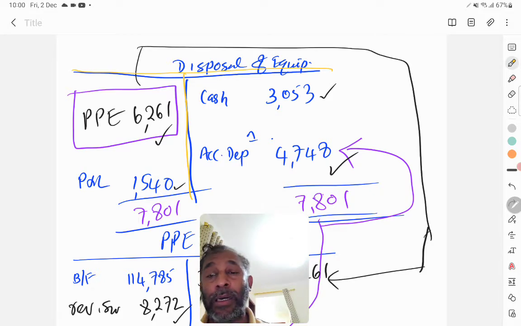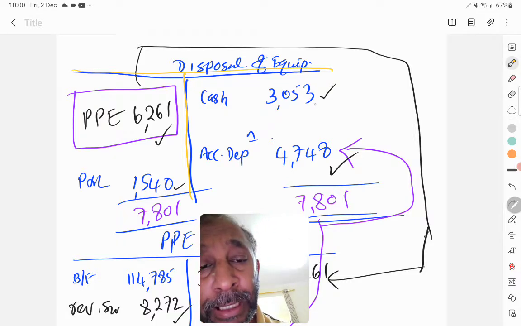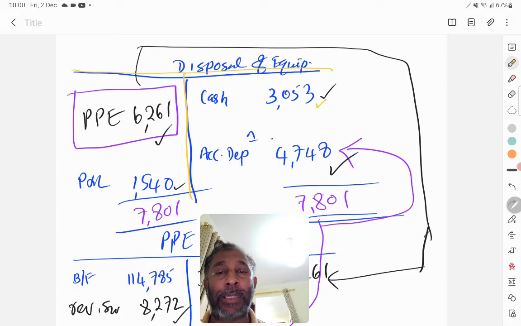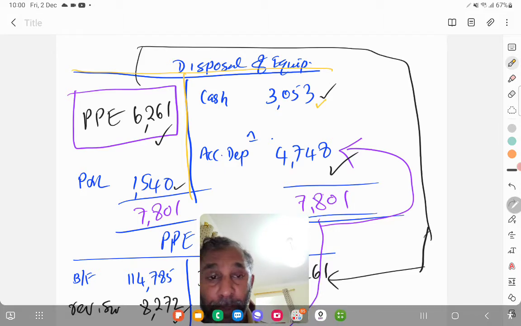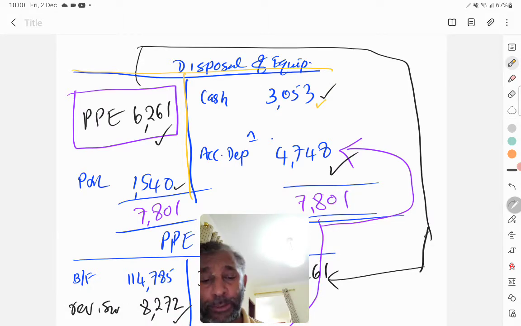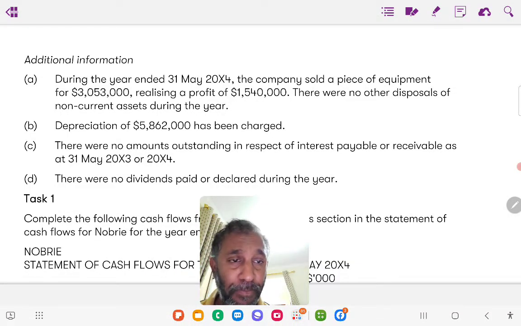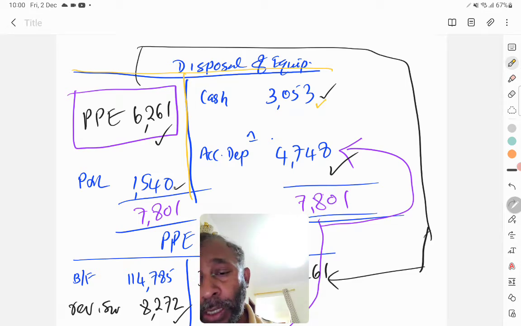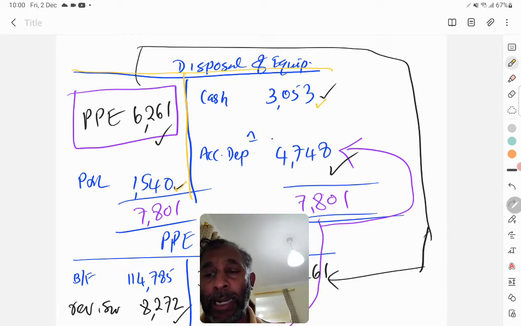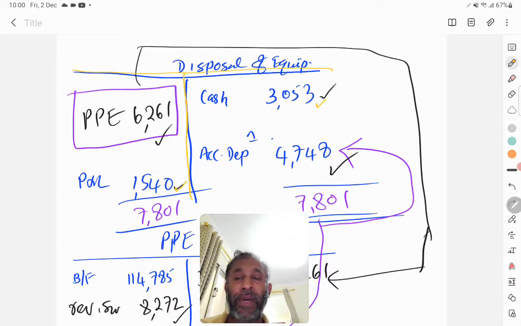Note that here all the numbers are in thousands, so I am ignoring the last three zeros here. So I am receiving cash 3,053,000. So I will debit that cash here, and that is one piece of info. I will credit here and debit to cash book. And then they say, realizing a profit of 1,540,000. So in the P&L account you credit, and debit to here 1,540,000. So that is profit on disposal.